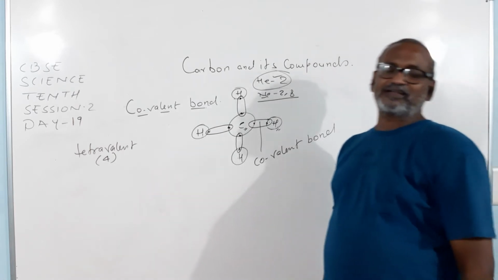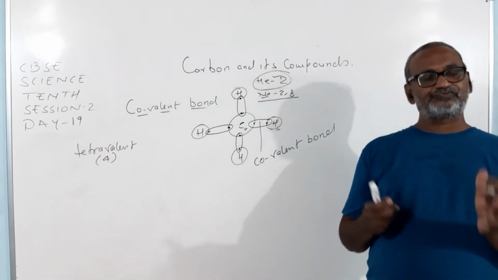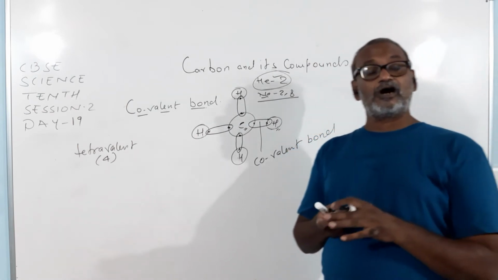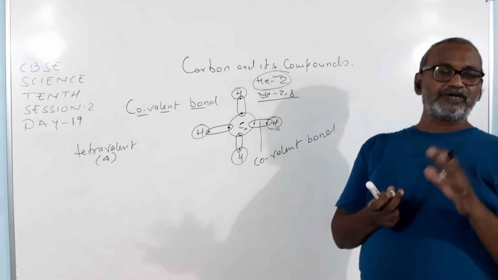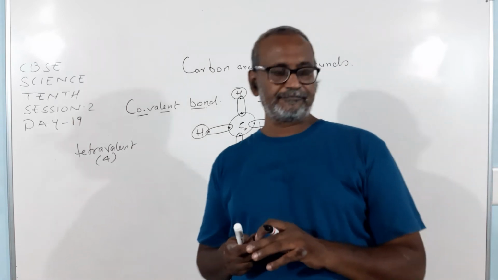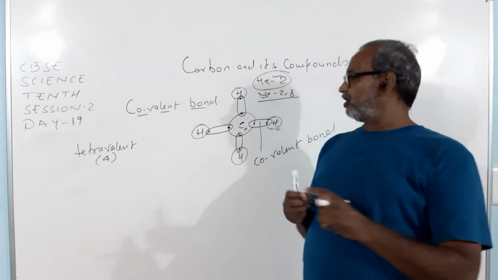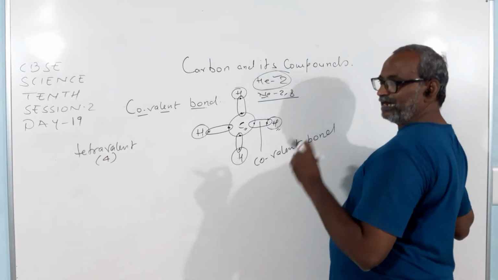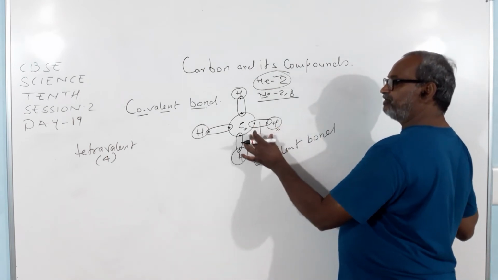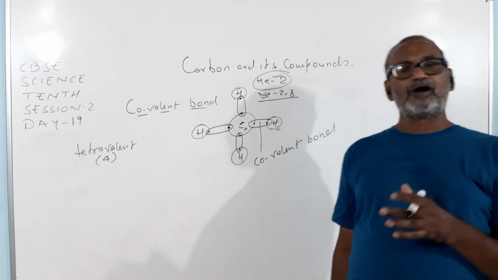So what is covalent bond? यहाँ से हम definition derive करेंगे covalent bond की, कि a chemical bond which is formed between two atoms as a result of sharing of pair of electrons between them is called a covalent bond. What is covalent bond? A chemical bond which is formed between two atoms as a result of sharing of pair of electrons between them is called a covalent bond.